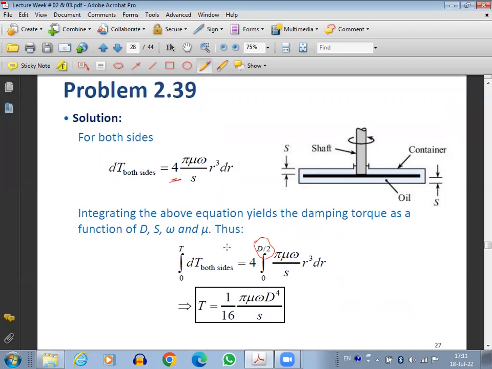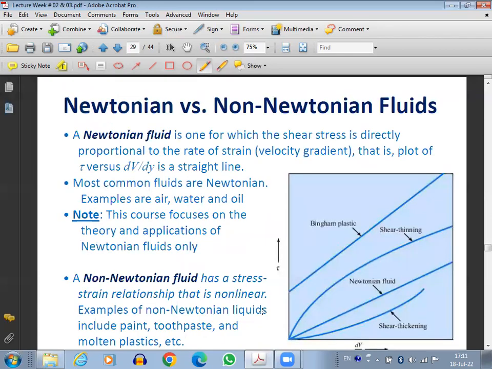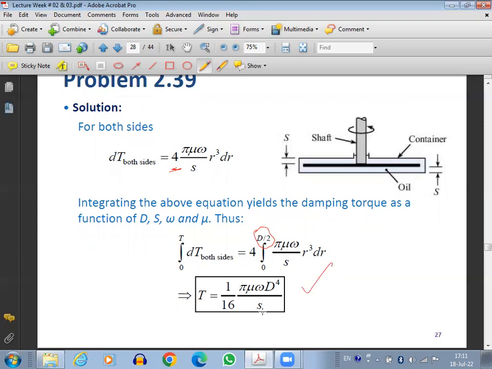So integrate it. We don't need to go into this integration. It's a very simple integration, and you're already experts in integration as well. So you get tau equals 1 over 16 pi mu omega d to the power 4 by s. That will be the formula for the torque. So we are done with the topic of viscosity. This is one very important fluid parameter which we have studied from all different angles: for solids, liquids, and gases, with the variation in temperature, applied over different scenarios and conditions, for the Couette flow, for regular flows, with velocity profiles. So we have done it all through.